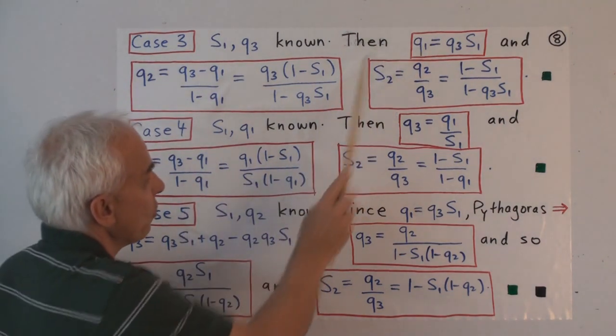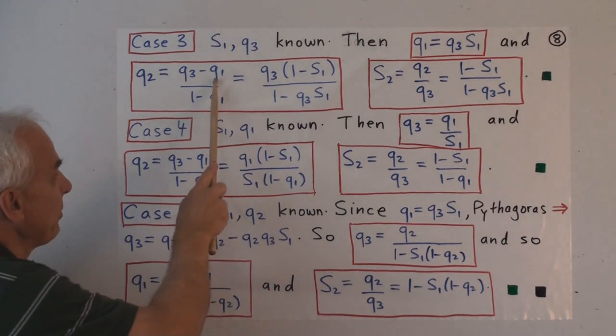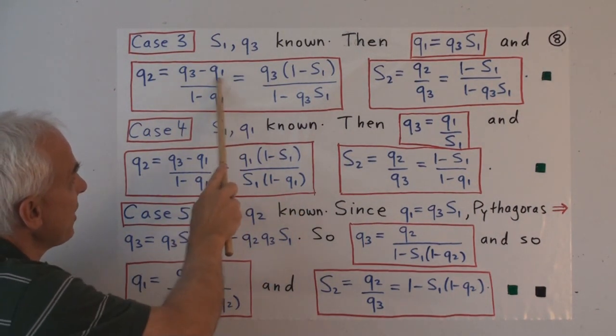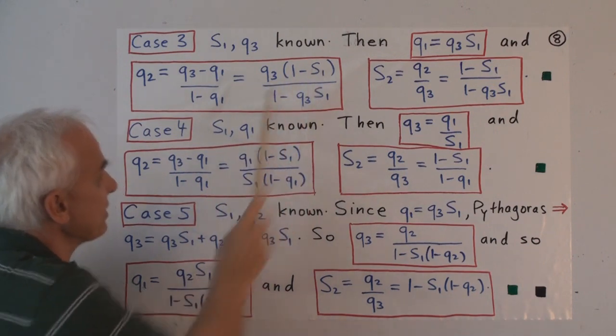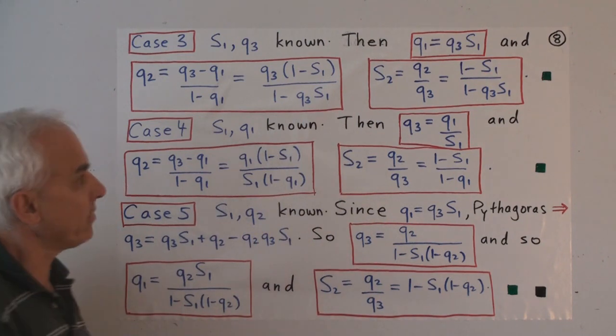Well, we've just figured out what Q1 is. It's Q3 times S1, so let's plug that in. So we replace this one with Q3 S1. So then the numerator is Q3 times 1 minus S1, and the denominator 1 minus Q3 times S1.